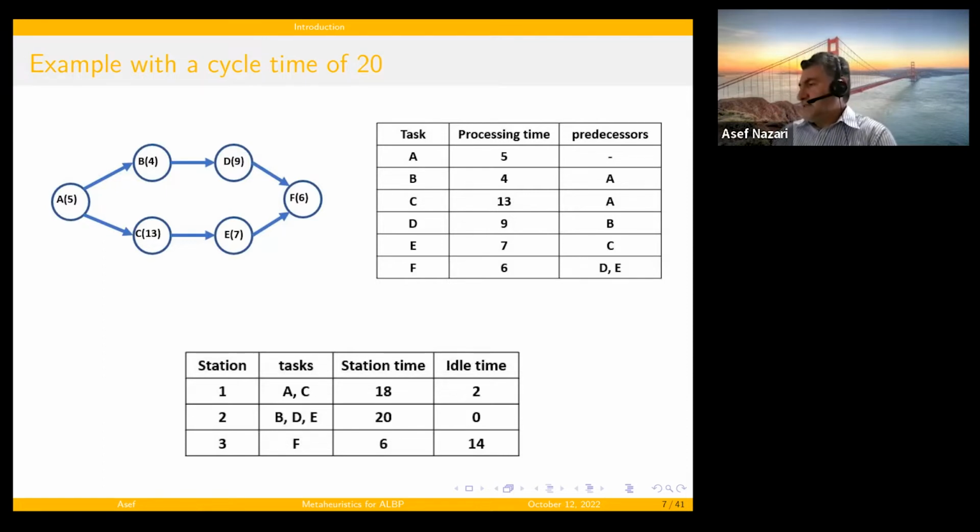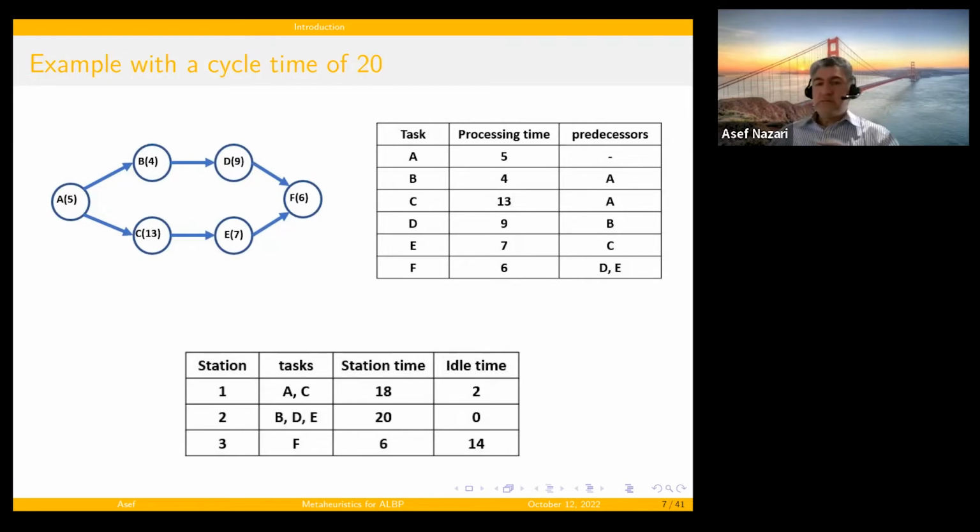The second table shows a feasible solution. For this feasible solution, we have 3 stations: A and C are assigned to station 1, B and D to station 2, and finally F to station 3. For this problem, we assume that the cycle time is 20, so the amount of time for each station should not be more than 20. By this feasible solution, we see that the stations are engaged 18, 20, and 6 minutes, and there is some idle time. So one of our aims is to minimize the idle time of workstations. We want to utilize them as much as possible.